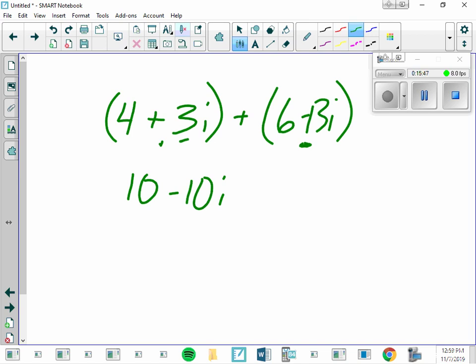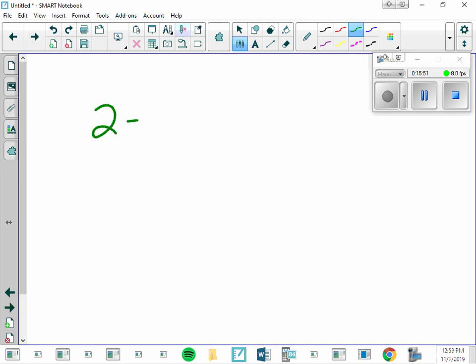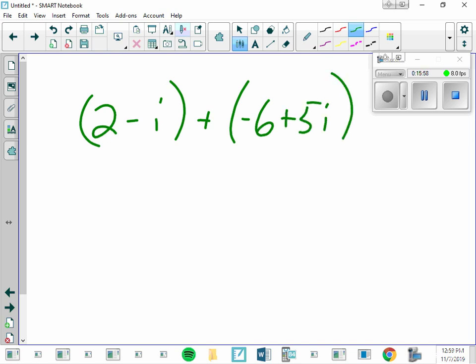That's my fault. Okay. What if I had 2 minus i plus negative 6 plus 5i? Two minus 6 is negative 4. And then negative 1 plus 5 is 4i. Wow. That happened twice in a row. Okay. You guys understand that?